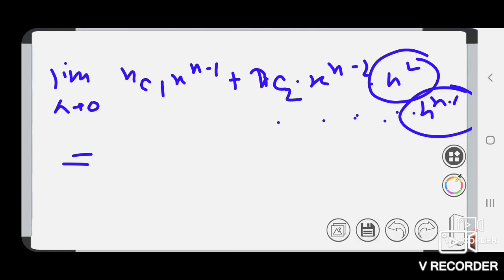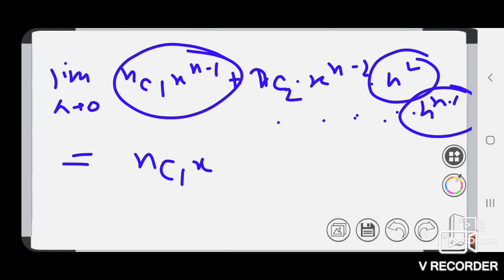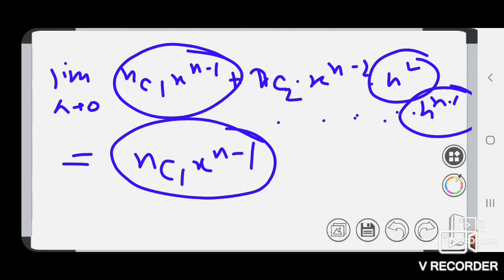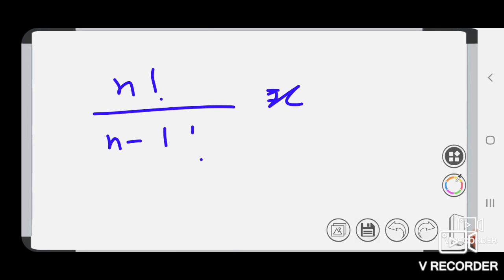So we're substituting the value, direct substitution, as you know. x to the power n minus 1 stays because it has no h. So nC1 x to the power n minus 1; nC1 is n factorial divided by n minus 1 factorial, and there's x to the power n minus 1.